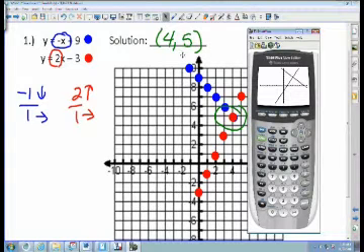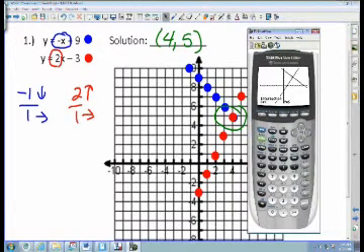One of the ways that the video showed you was they went to second, trace, 5 for intersect, and enter 3 times. That right there says 4, 5. That's my solution. It's showing where the two lines intersect.